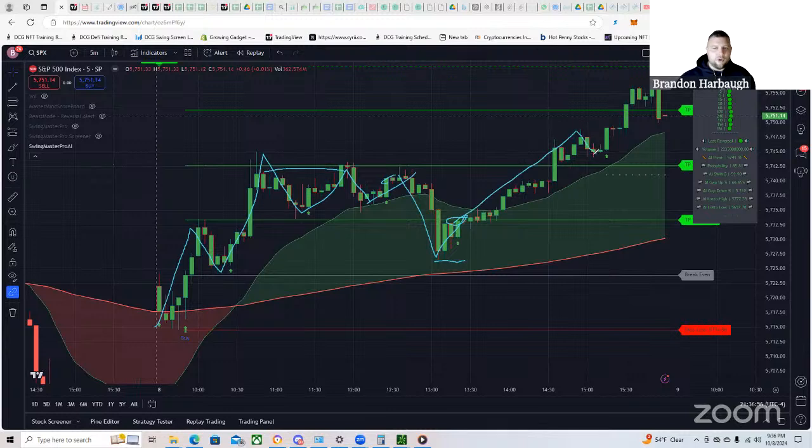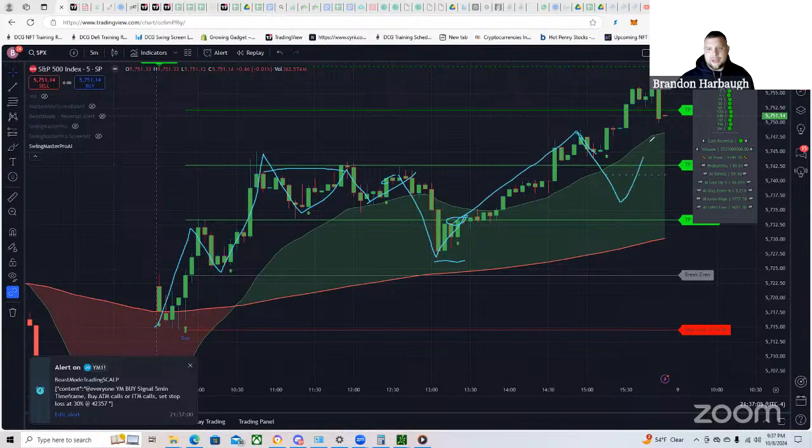There, see how we really don't have a pullback? You could take it if you want because you know where your risk is, but I personally wouldn't take that because I'm looking for a nice pullback and then another cycle to the upside. I'm trying to get in right there, all right?